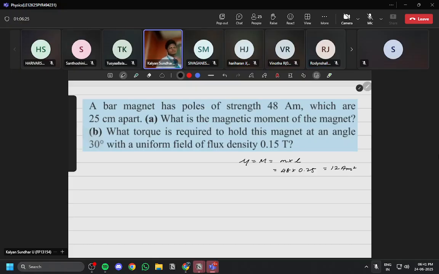Right? Next, torque tau is equal to mb sin theta. So m is 12 into magnetic flux 0.15 into sin 30, which is 1 by 2. This will be 6 into 0.15, which is around 0.9 Newton meter.